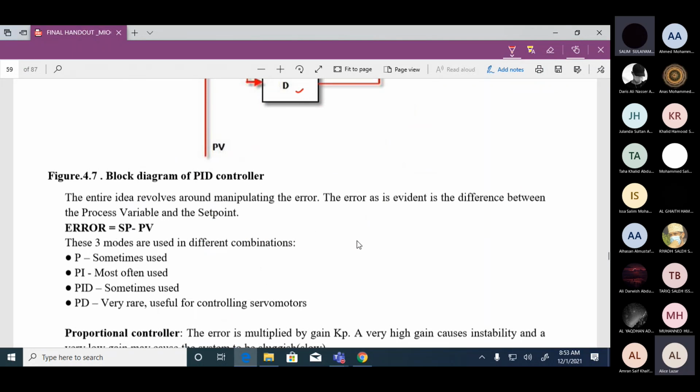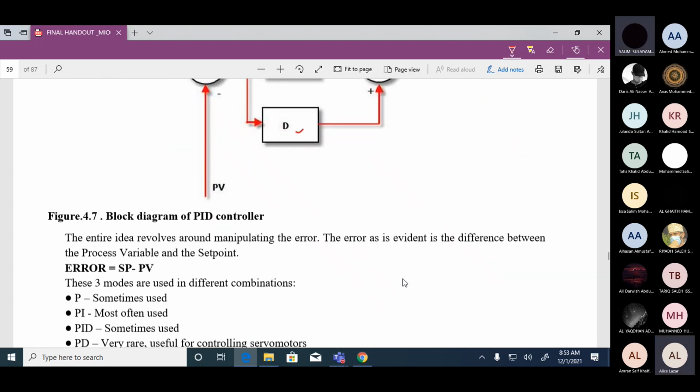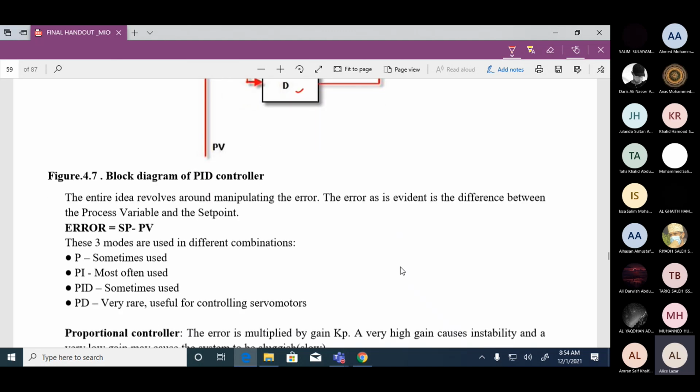This is better than on-off. This is what we should use always. Yes, it is better than on-off. Yes, we can manipulate. We can make the valve open 10%, 20% using this controller.